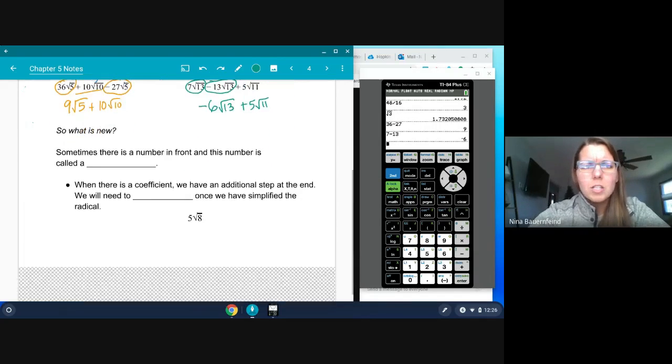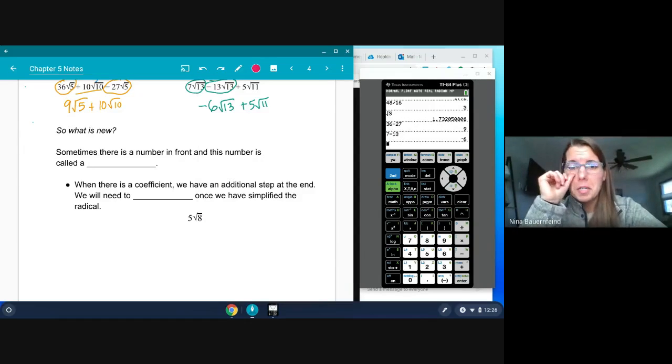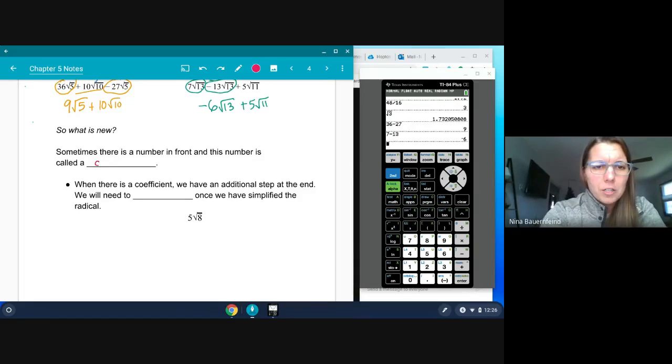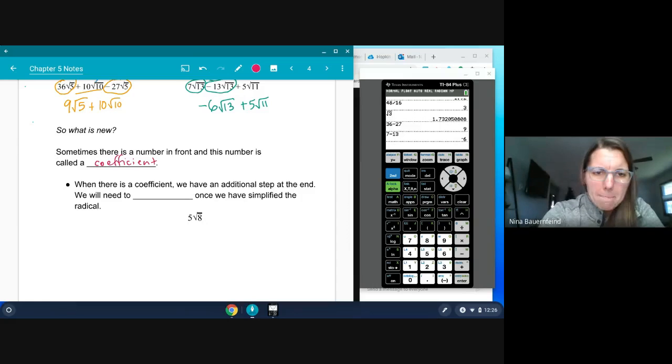Okay, so what is new? Well, sometimes there is a number in front, and this number is called a coefficient. When there is a coefficient, we have an additional step at the end. We will need to multiply once we have simplified the radical, okay?